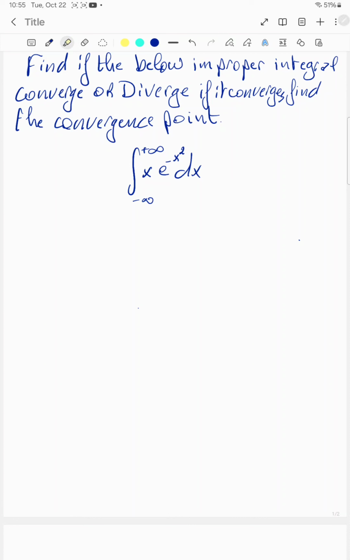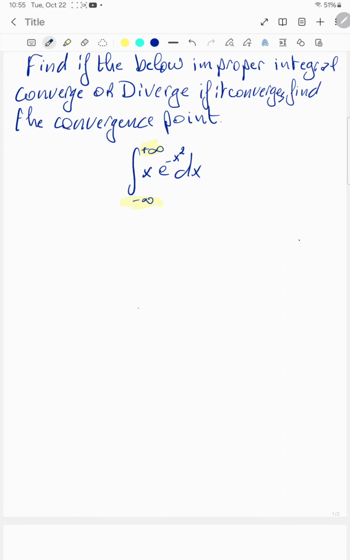An integral is called improper if one of its boundaries is equal to infinity. So the lower boundary here is minus infinity and the upper boundary is plus infinity. It is enough to have one of those two equal infinity to be called improper.